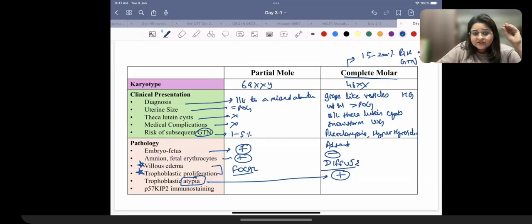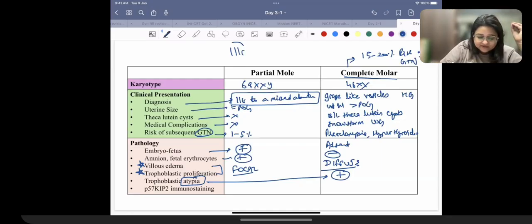Clinical presentation of a partial mole is similar to a missed abortion. Similar to a missed abortion, we used to write this as a sign in childhood. At least we used to write it that way.